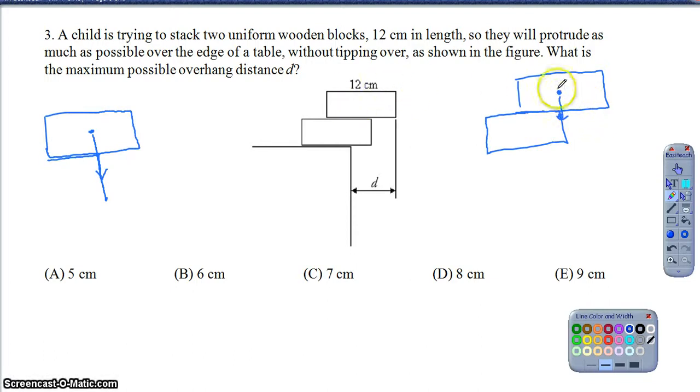Which means if it's a 12 centimeter brick, I can extend it exactly halfway, so 6 centimeters either side, right? So this top one can extend a maximum of 6 centimeters past the bottom brick. And then I know the bottom brick's center of gravity would be in its exact middle, since they're uniform bricks or blocks or whatever. So again, it's right in the middle.